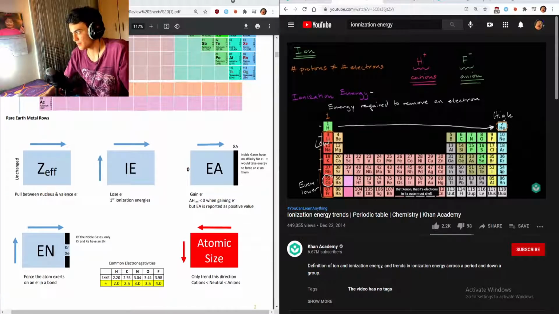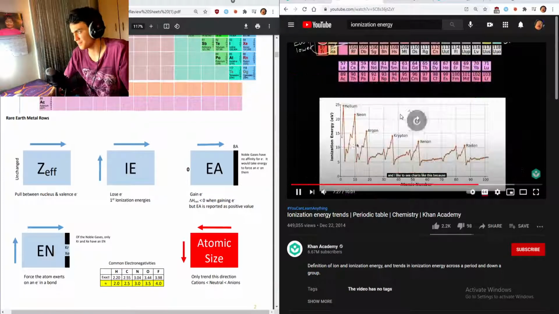Where's the math? Where's the math? Charts like this show the trends. They don't tell you the values. You just have to know the trend.